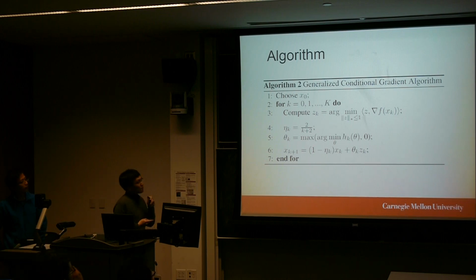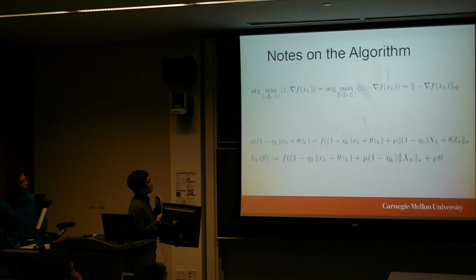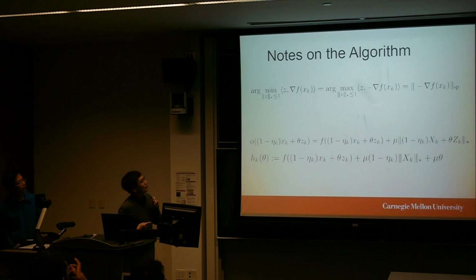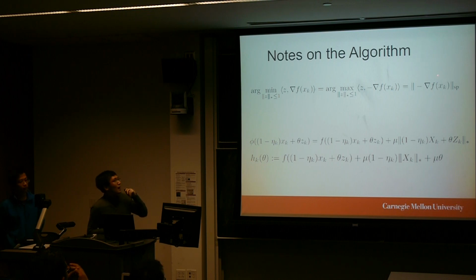Now we will show the properties of this algorithm. The first thing is that when we find the direction, we avoid the SVD, because we can see from this that minimizing this term is equivalent to maximizing this term. And what is this? It is nothing but the spectral norm of this gradient. So computing the spectral norm just needs the largest singular value. So it is much cheaper than doing the full SVD.